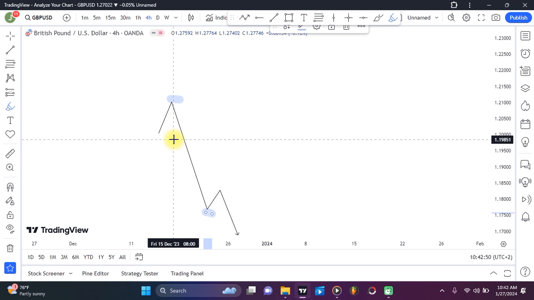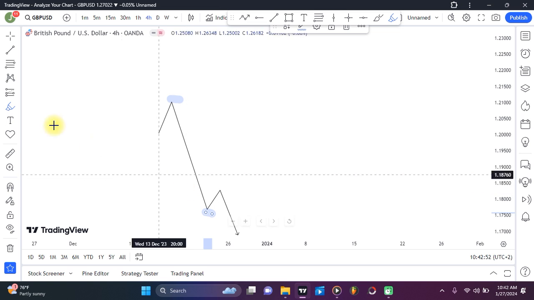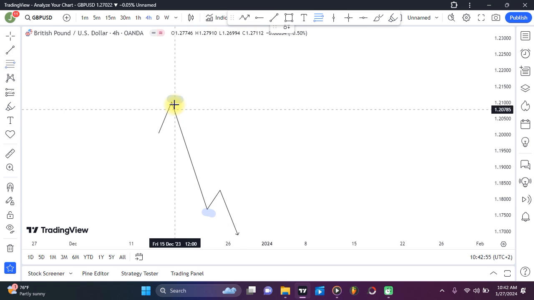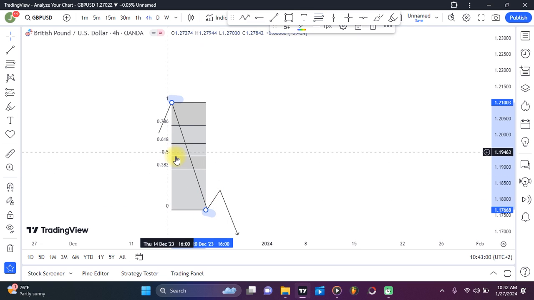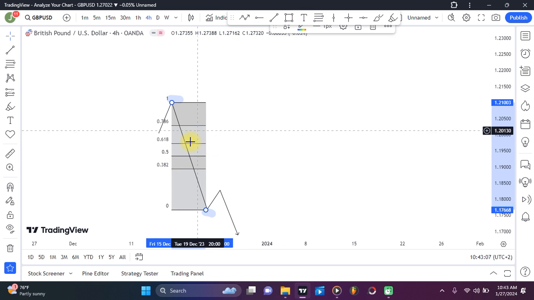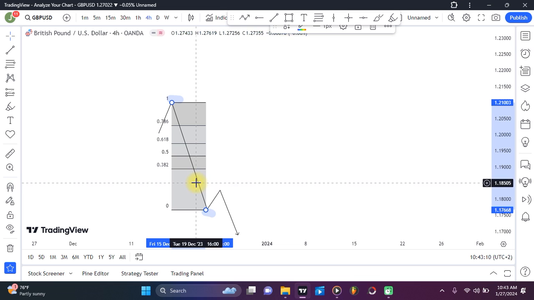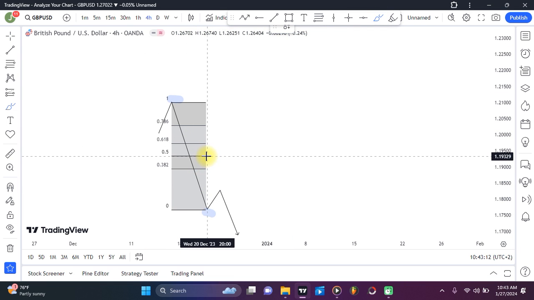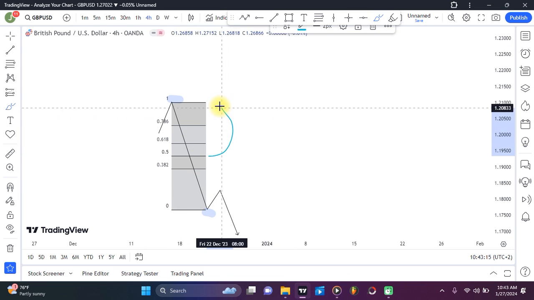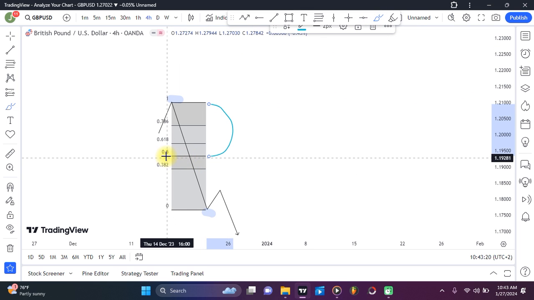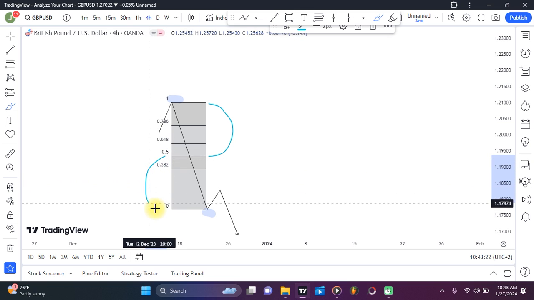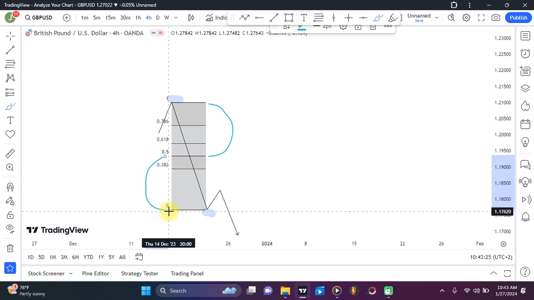Now to draw the discount and the premium zones, we are going to be taking the Fibonacci retracement tool from the high all the way to the low. And as you can see, we have the golden ratios, but now we're going to be focusing on this 50%. So this 50% is going to be dividing the premium and the discount zone. So any area that is above this 50% is going to be taken as the premium zone, and any area that is below this 50% is going to be taken as the discount area.